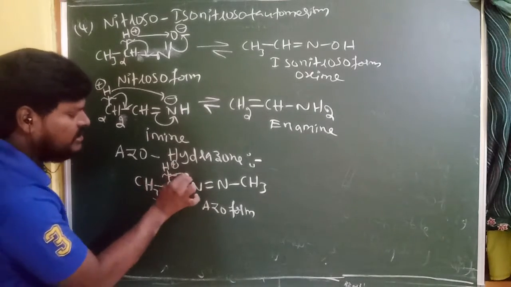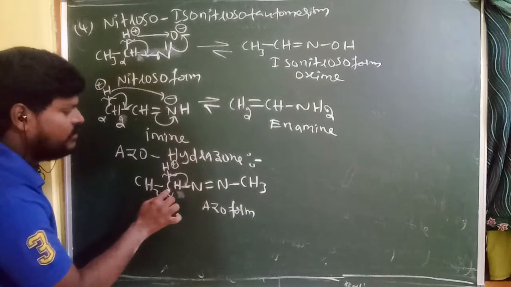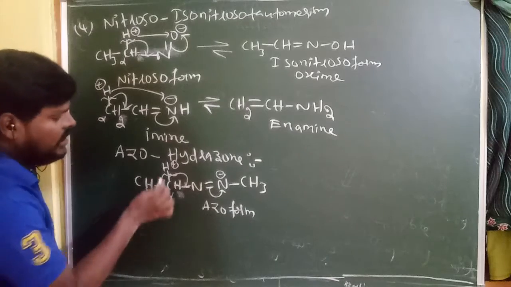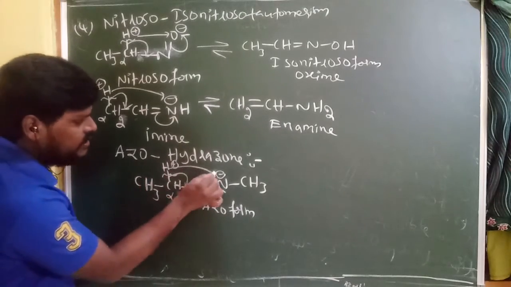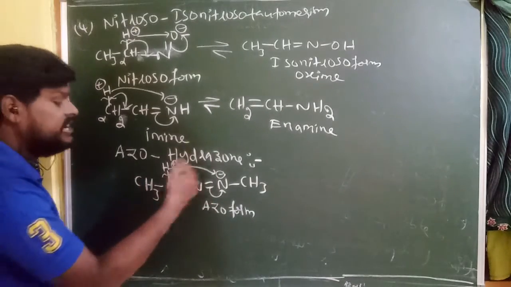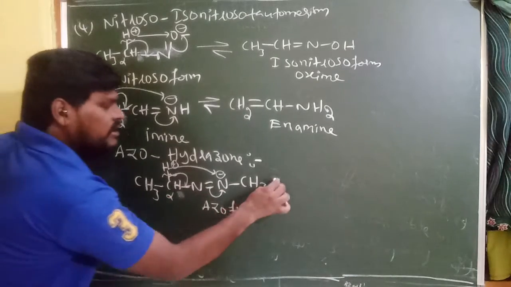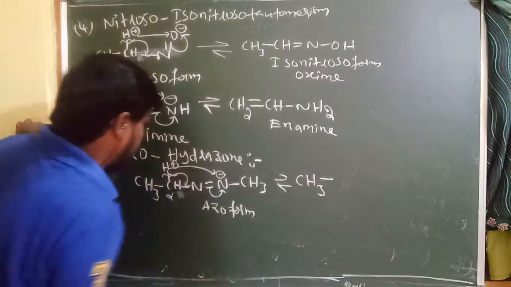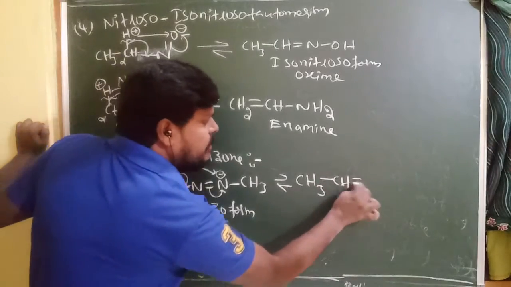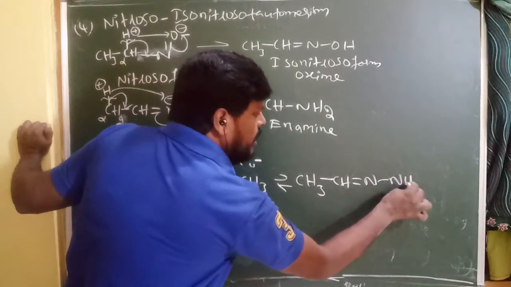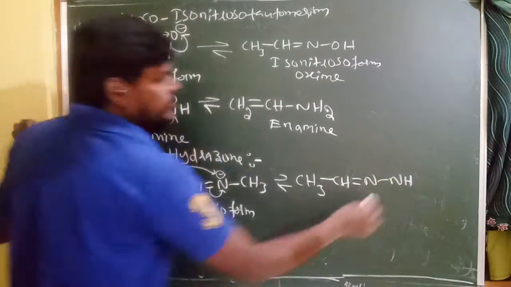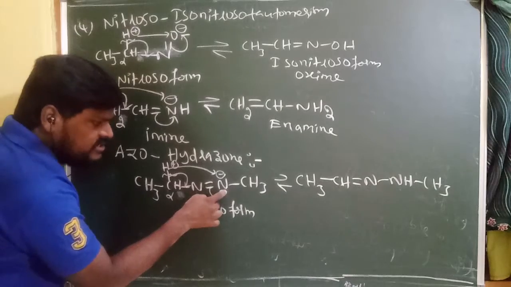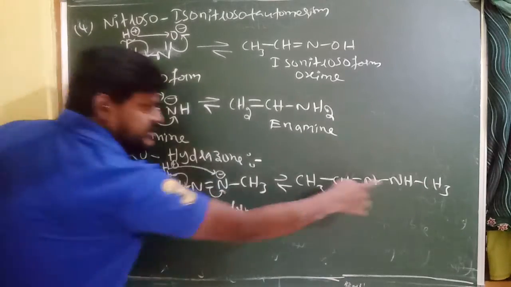But what happens here: this bond rotates between this carbon and nitrogen, and this bond rotates towards the other atom and it gets a negative charge, and the positive charge of the hydrogen migrates towards nitrogen. Here also the triad system is 1, 2, 3, so it is also a triad system. Write down the product here: CH3 bond CH double bond N bond NH bond CH3, because the hydrogen moves to the third atom, which is nitrogen, that's why NH.